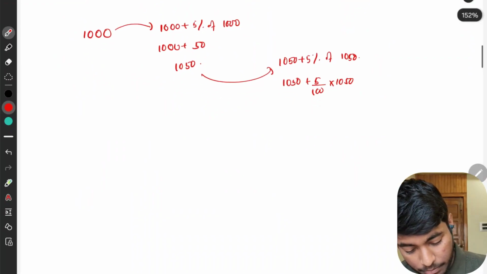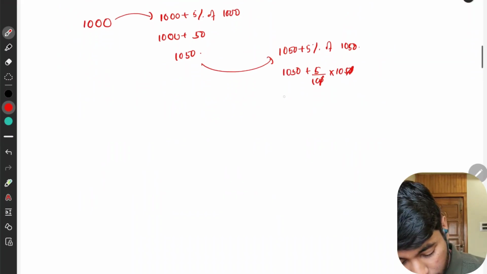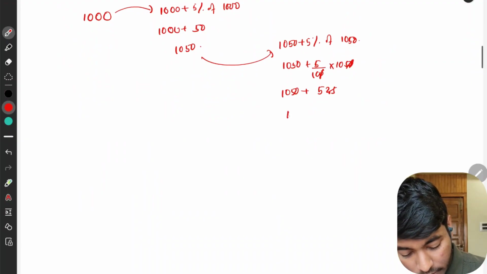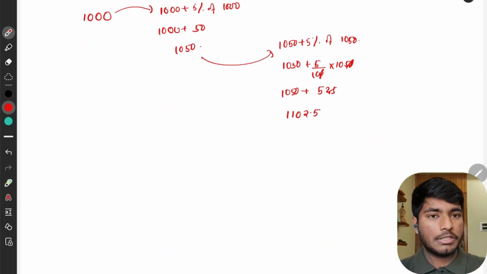What does it mean? It means that the zeros get cancelled, and what is left to me? 1,050 plus this will be 52.5. That is equal to 1,102.5. Okay, so this is for the second year.